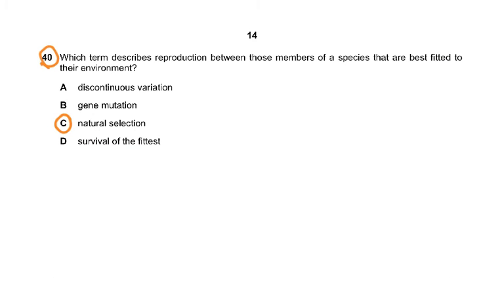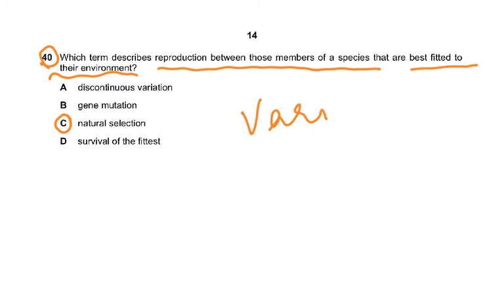And question 40, which term describes reproduction between those members of a species that are best fitted to their environment? Natural selection. You see, in natural selection, what happens is that there's variation. First of all, there's variation. Then the environment changes. So there's a change in the environment. Like for instance, there's drought. And then some plants are better adapted. They can survive the drought. Drought means there's no rain for many, many years. And those will survive and pass on their advantageous allele to their offsprings.